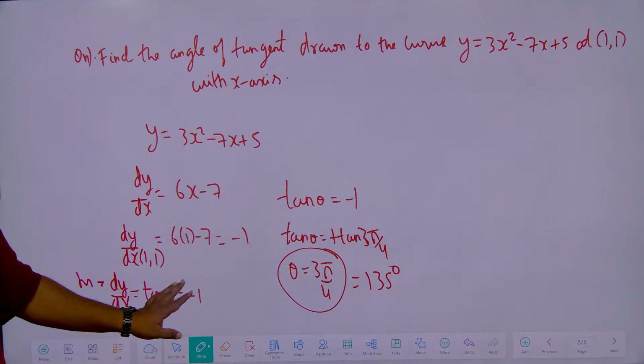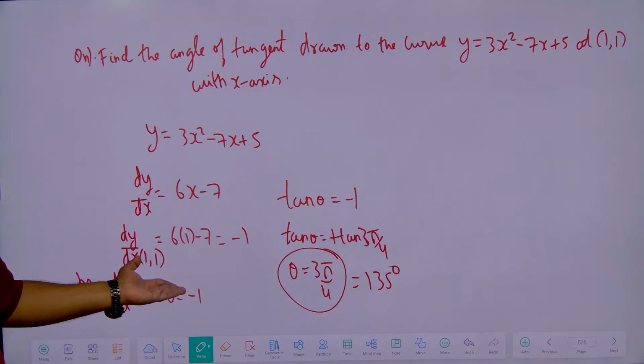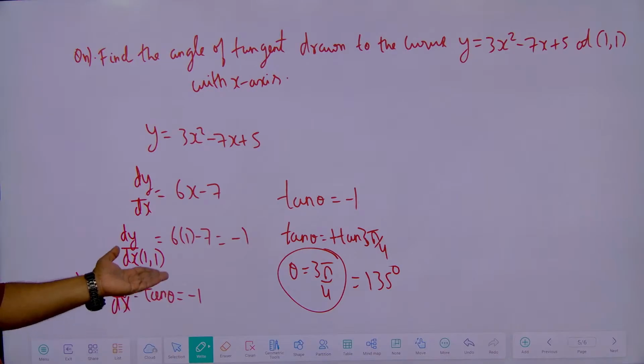Understood all of you? How to do this? Just differentiate and put the point, you will get the slope. Slope is nothing but dy by dx, which is equal to tan theta. So you will get theta. Okay, clear?